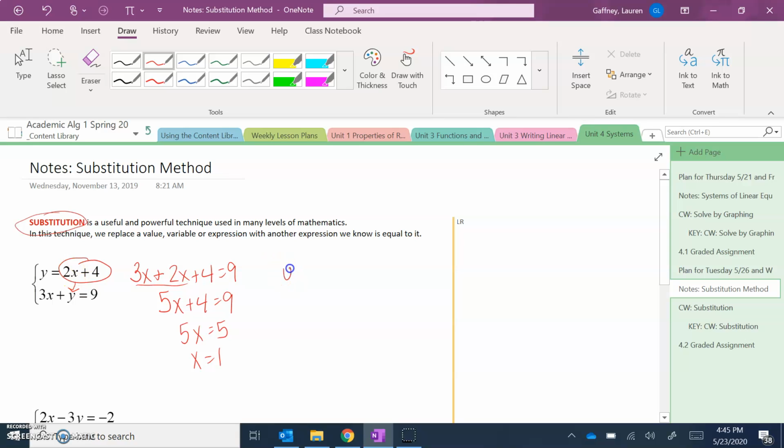I think it's easier to plug it into the top one. So I'm replacing that x with the 1. Now I have 2 plus 4 equals 6. So the x value is 1, the y value is 6.